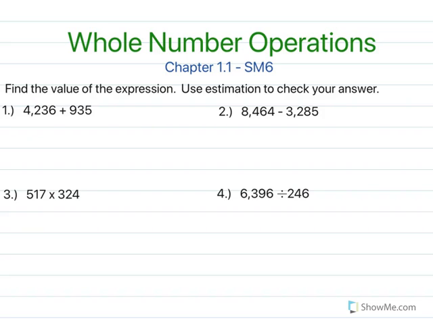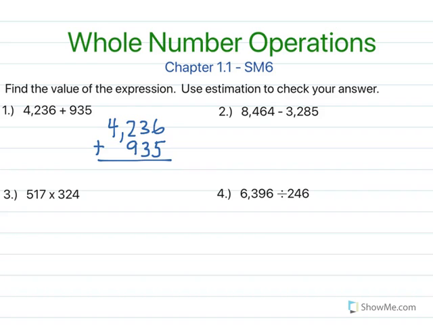Let's begin by doing number one. We're going to add these two numbers. I typically put the large number on top. It's unnecessary, but that's what I do. So I'm going to put 4,236 here. I'm going to then add 935, so the 5 goes in the ones, 3 in the tens place, 9 in the hundreds place. I'm going to add now.